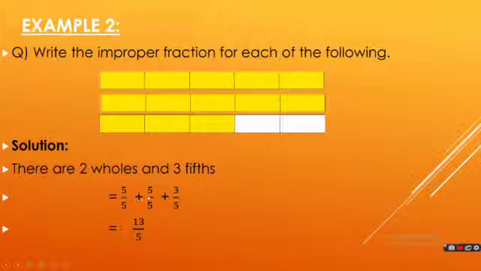Then plus, the fraction of the second shape is again 5 by 5 because 5 parts are shaded out of 5. Then plus, and the fraction of the last shape is 3 by 5 because over here 3 parts are shaded out of 5. Now add the numerators. 5 plus 5 becomes 10, 10 plus 3 becomes 13. So 13 will come in the numerator and 5 is the denominator, so 5 will come down the same as it is. So our answer is 13 by 5, and 13 is greater than 5, so it represents an improper fraction.